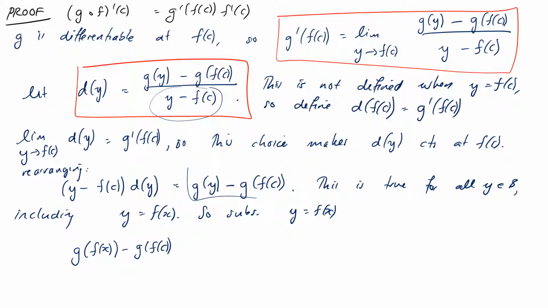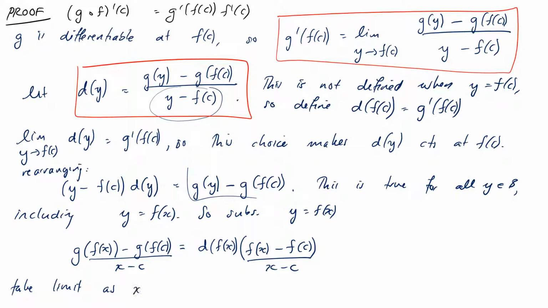equals d of f of x, that's the d factor, times f of x minus f of c. And we could also go ahead and divide this by x minus c. If we take the limit now, so now we've got a nice thing. Now take the limit as x tends to c.